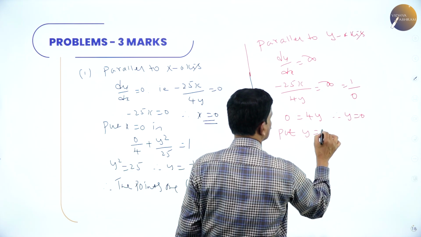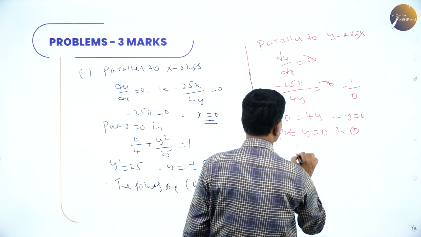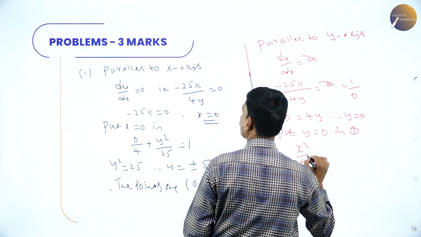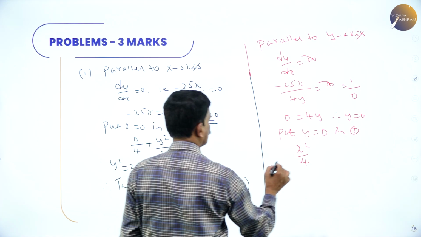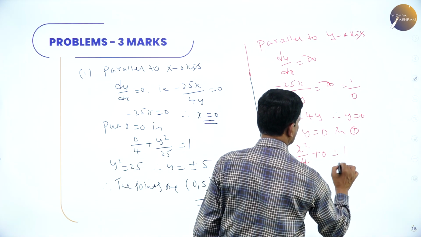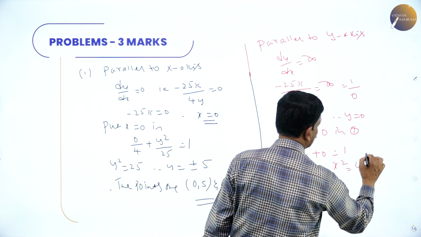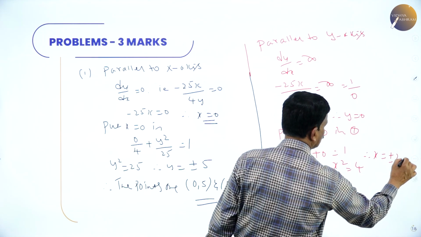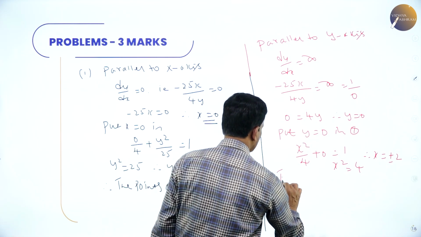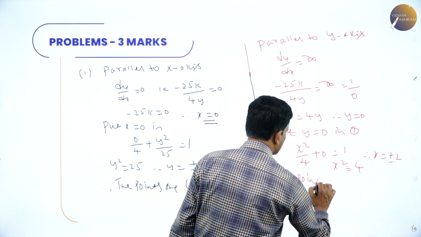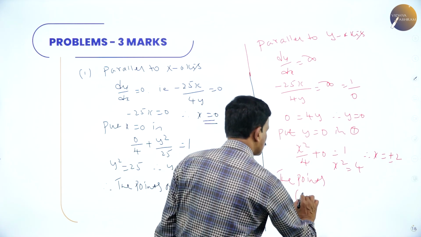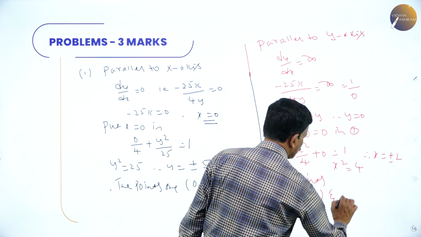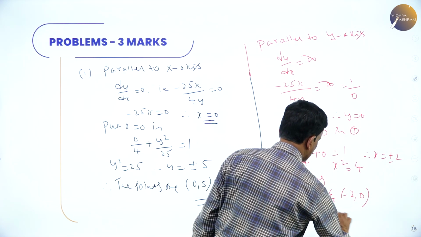Put y is equal to 0 in equation number 1. So what you will get? x square by 4 plus y square, which is 0, is equal to 1. x square is equal to 4. Therefore, x is equal to plus or minus 2. Therefore, the points are, what are the points? When x is equal to 2, y is equal to 0.